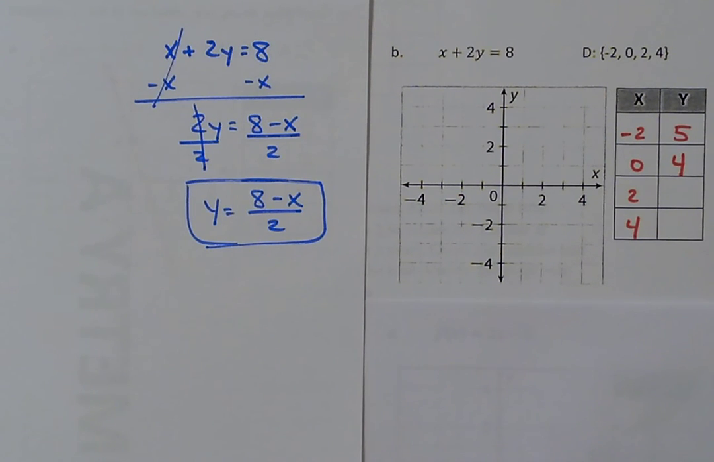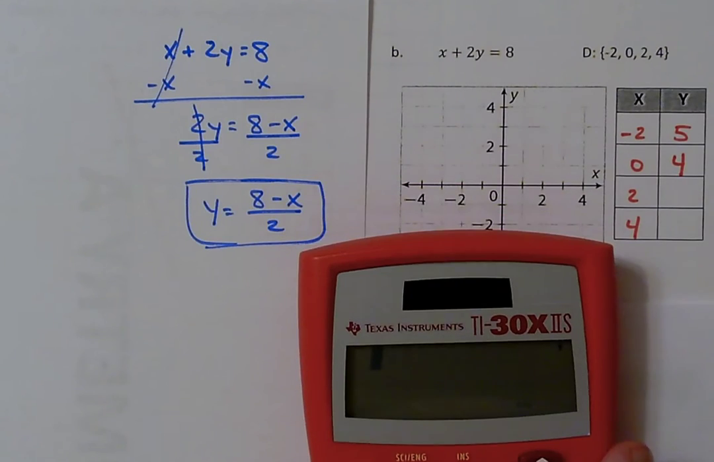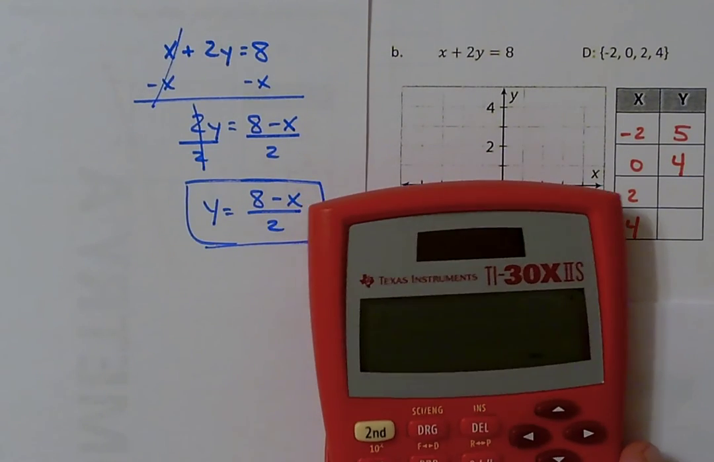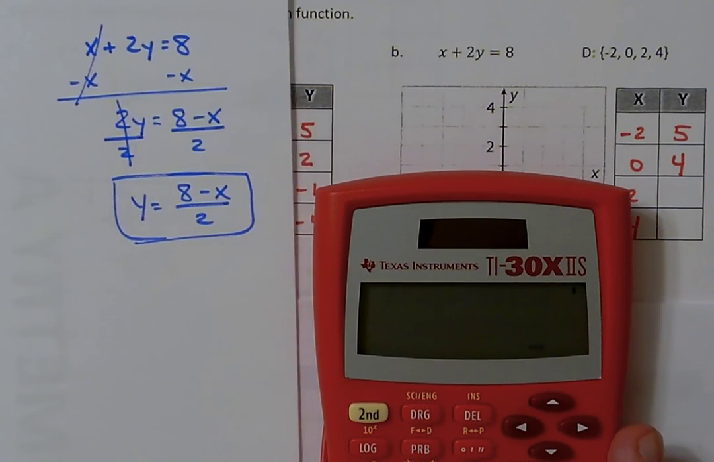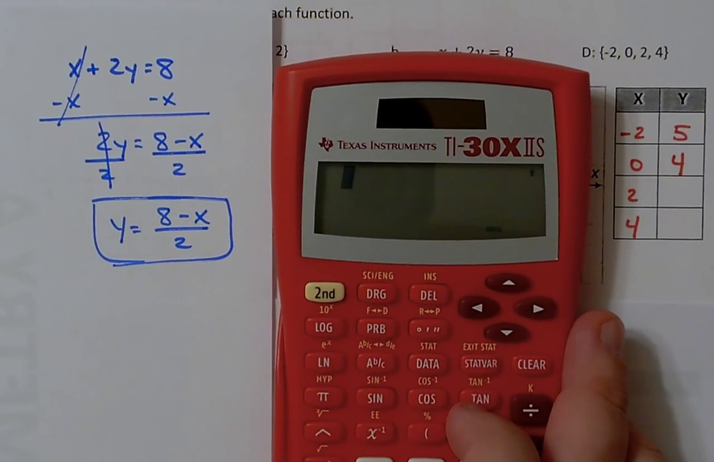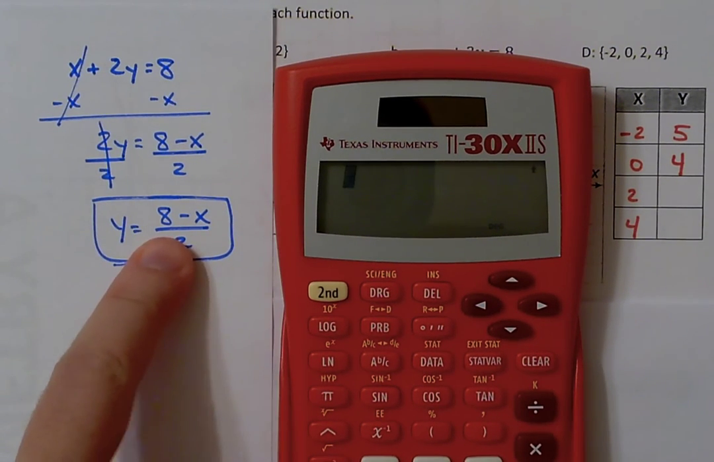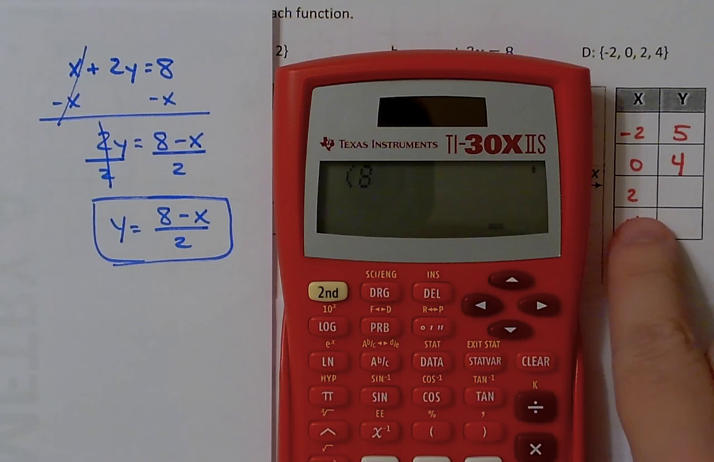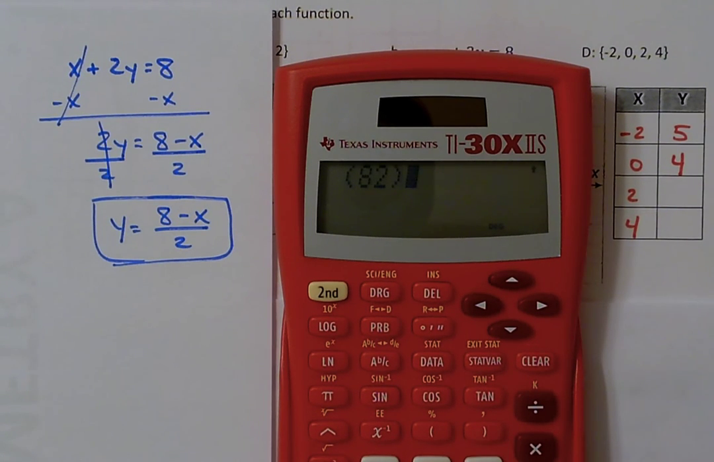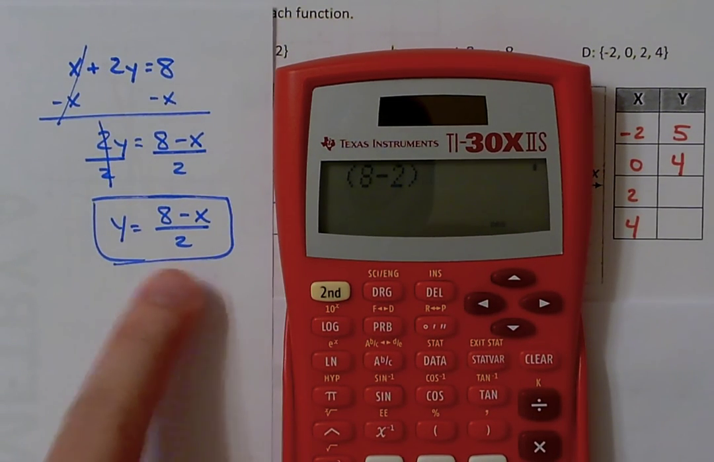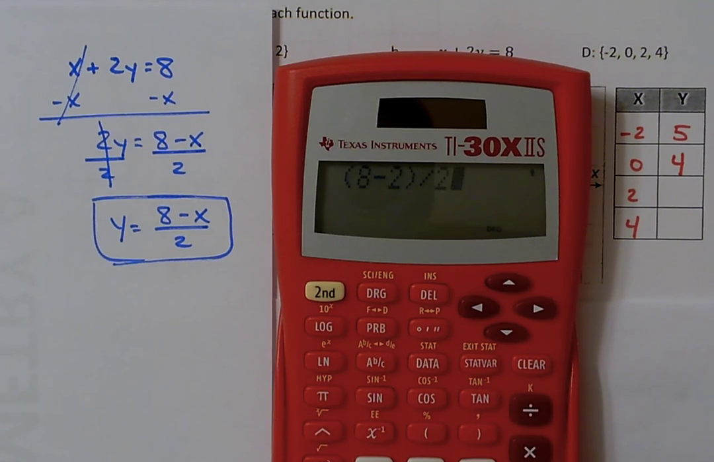So at this point, we can take our calculator and go through and solve for this. Okay. So to do this, we're going to set this up, the top part, this 8 minus x, we're going to set in parentheses. So we're going to have 8 minus 2. There we go. Close the parenthesis, and then it's divide by 2. And then I get my value of 3.